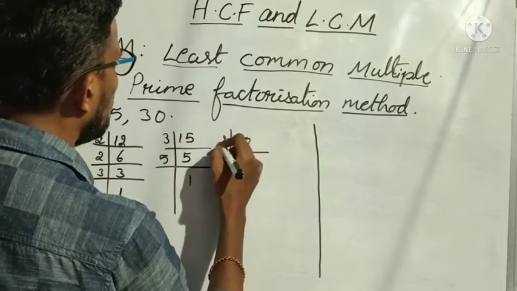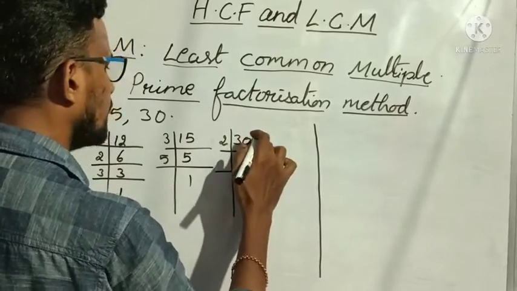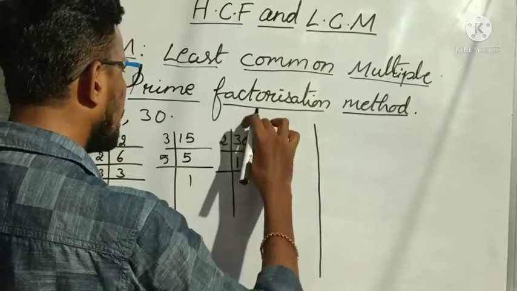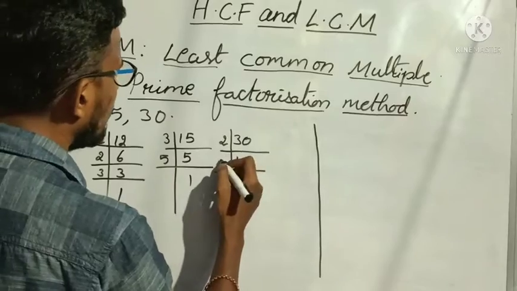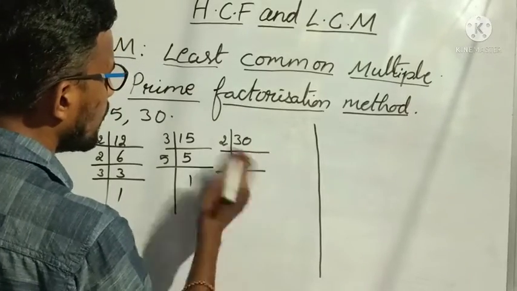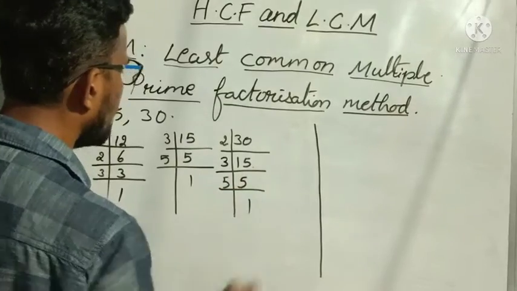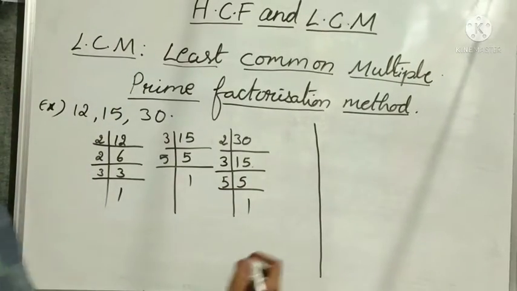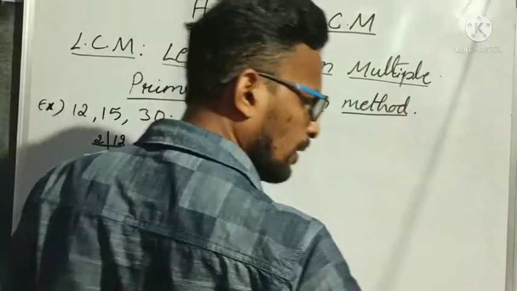30. 2 table. Yes, even number. So 2 table 15 times is 30. If you are not getting directly, then you can take half. Half of 30 is 15, right? So 2 table 15 times you will get 30. But how about 15? Is 15 possible in 2 table? No. So 3 table. 3 5s 15. 5 1s 5.